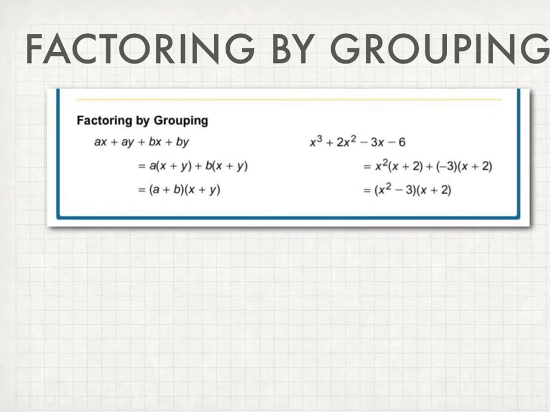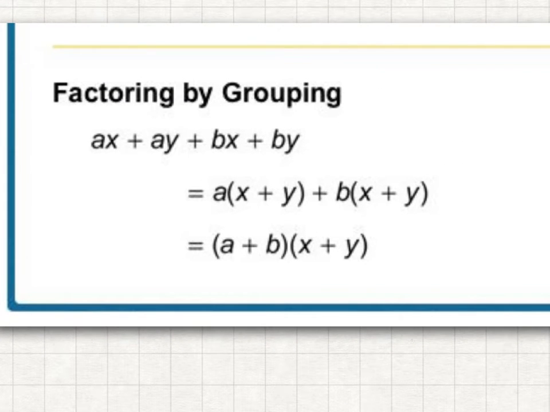So to factor by grouping, we just take the first two terms, put them in a pair, the second two terms, put them in a pair, and then we take out what's in common in our first pair. So in our first pair here, we would have A in common. That goes on the outside. In our second pair, we would have B in common. That goes on the outside.